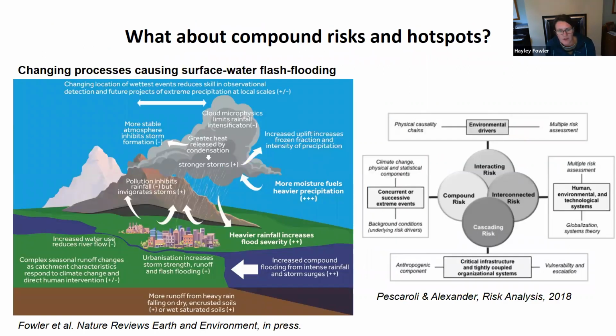So the final gap that I think we need to address is really thinking about compound risks and hotspots. And when I was thinking about the changing processes that cause surface water flash flooding, you can see a nice diagram there that Richard Allan put together for a review that we have in press in Nature Reviews. And there's a lot of feedback effects really causing surface water flash flooding. But the other thing that we need to think about within that is increased compound flooding from intense rainfall and storm surges, from fluvial flooding as well. And in particular, thinking about these compound risks from concurrent or successive extreme events and from interacting risks. I'm not going to talk about cascading risks here or interconnected risks because I think they'll be covered adequately in the next presentations.